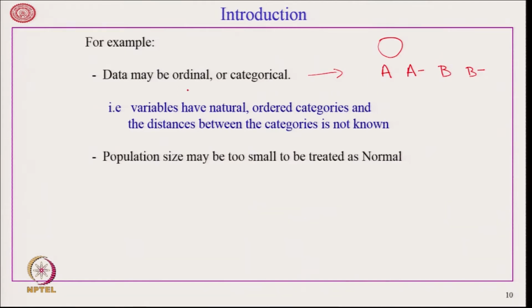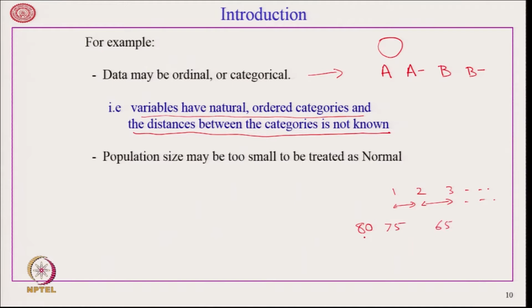Data may be ordinal, that means we are ranking them as first, second, third, but we do not know the distance between the second and third and the distance between the first and second, etc. And that means that here I am saying that variables have natural ordered categories and distances between the categories is not known. I hope you understand by that. Suppose first boy is 80, second one got 75 and third one got 65.